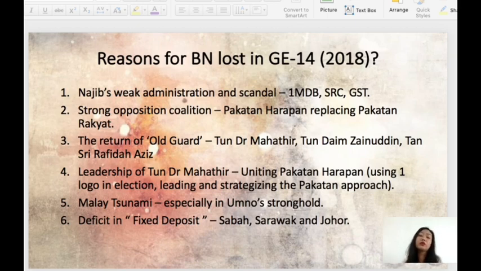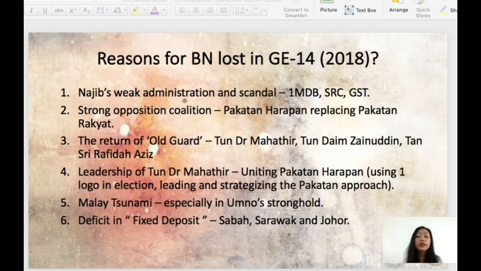The first one, of course, this one is the most popular assumption, which is Najib's weak administration and scandals. It involves 1MDB, SRC, and also GST. Second, a strong opposition coalition from Pakatan Harapan, in which Pakatan Harapan replaced Pakatan Rakyat. Thirdly, the return of the old guard. This one also is a very common assumption, a very popular one. Tun Dr. Mahathir, Tun Daim Zainuddin, and Tan Sri Rafidah Aziz.